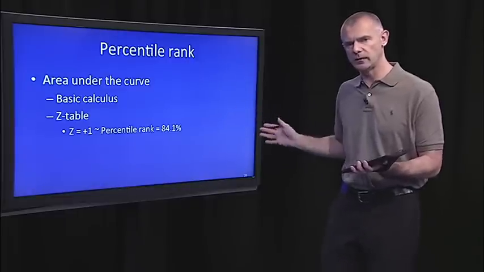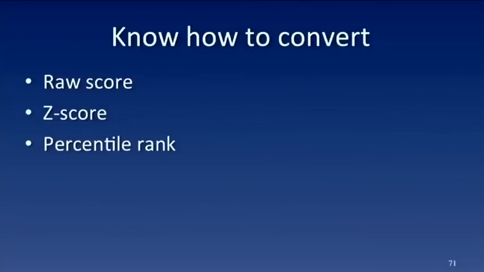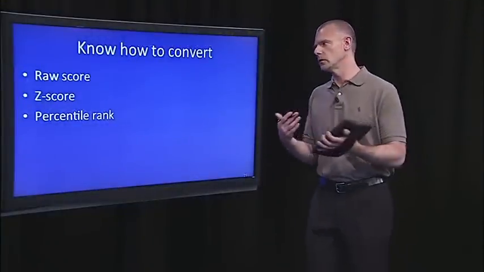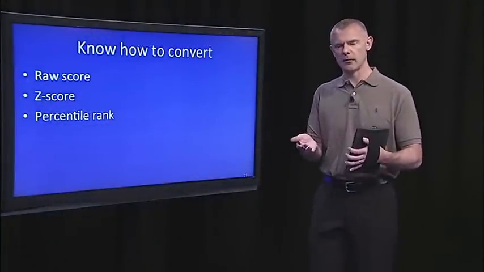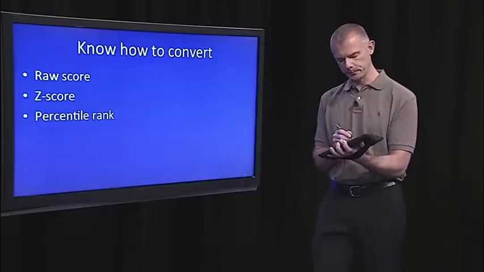So again, using basic calculus, or what we call a z-table, or the normal distribution. The gist of this exercise is that you should feel comfortable converting scores. This is like high school chemistry class, where you have to be able to convert from raw scores to z-scores to percentile ranks and back again. You should just feel fluid in doing that.